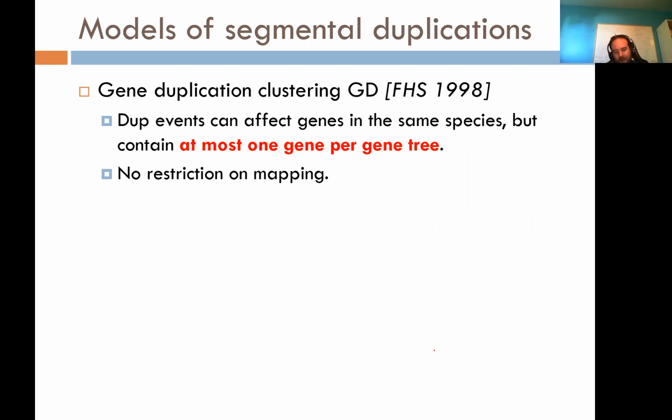So the second model, and I'll be more brief on this one, is called the gene duplication clustering. The criticism of the previous model is that it's too loose. You can put all the duplications in the same species into a single event. So to make it less loose, we have this restriction that you can only put two genes from two distinct gene trees in the same duplication event, but without the restriction on the mapping.